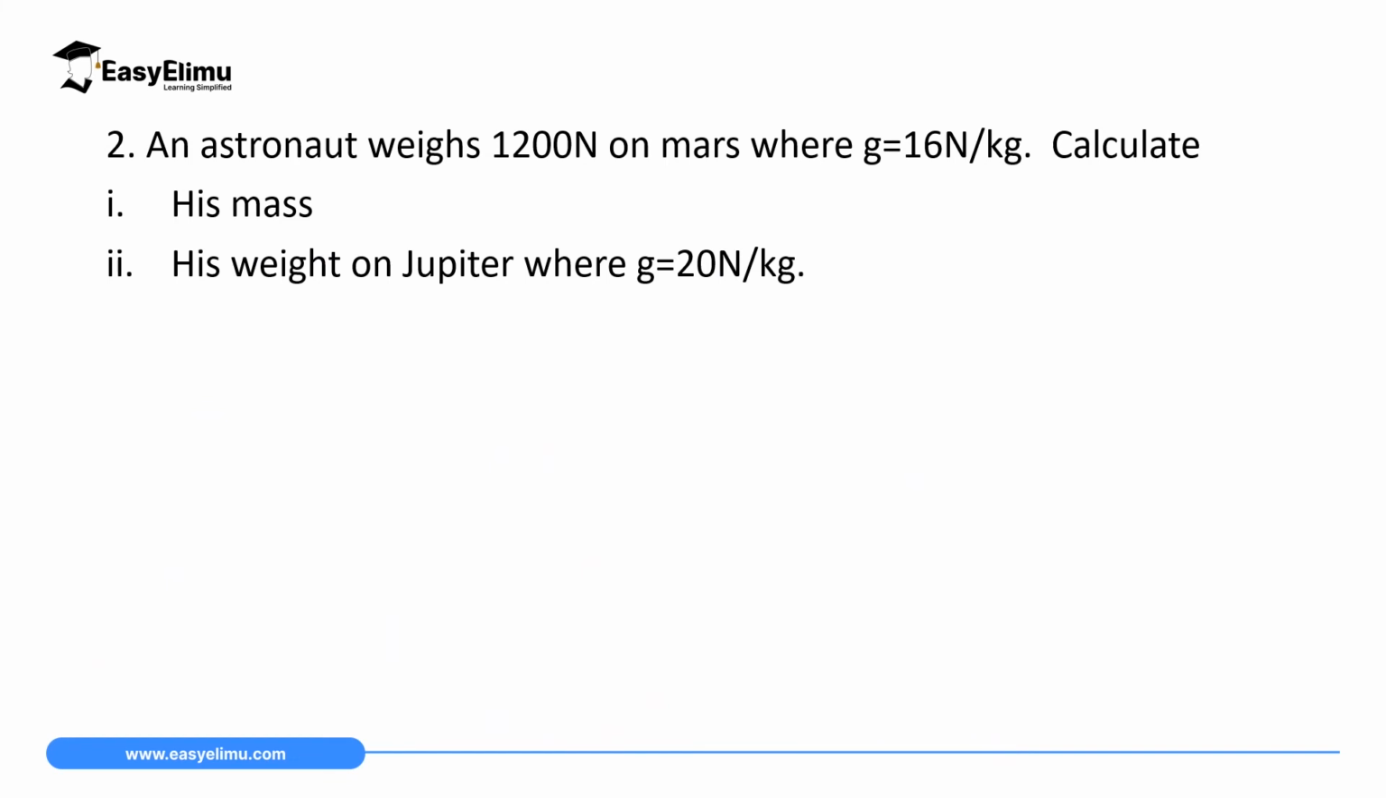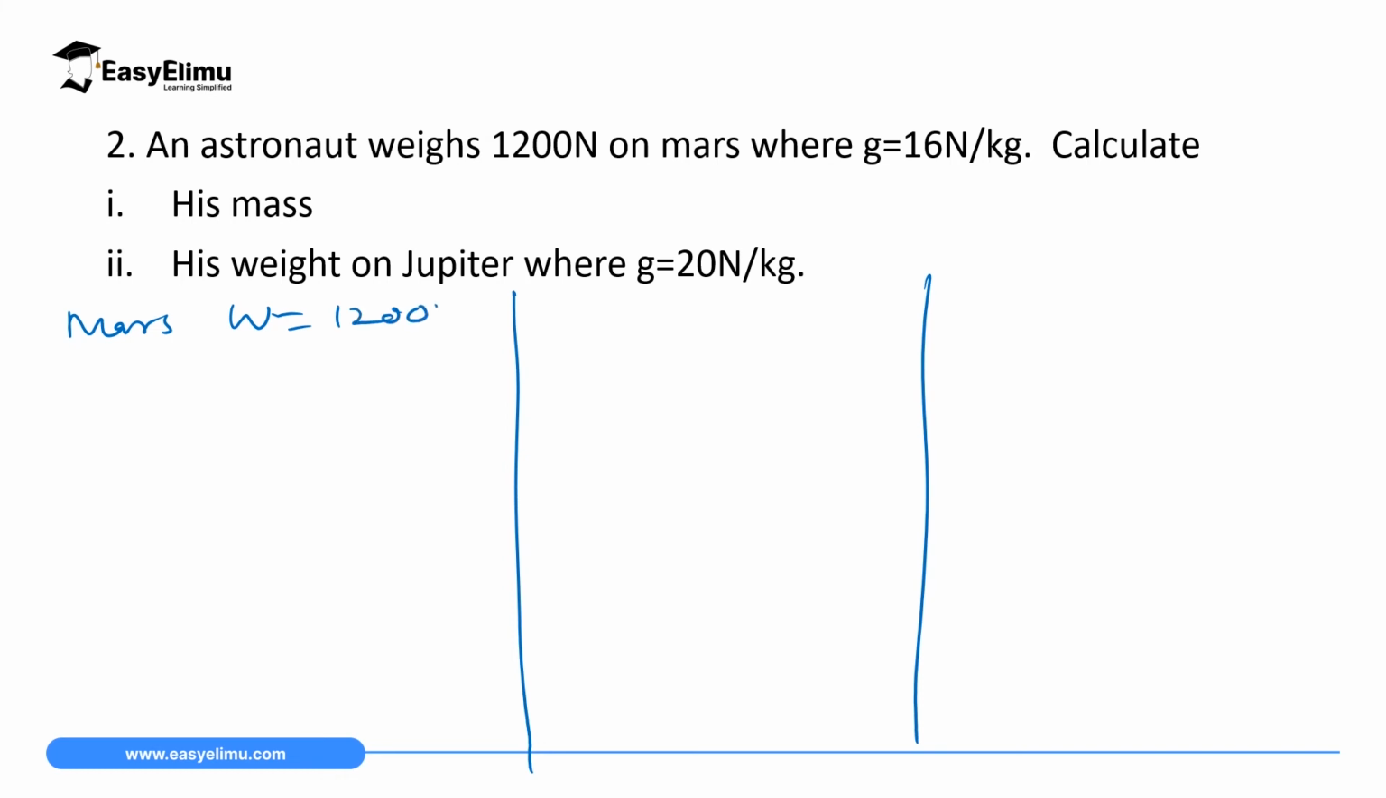The second question is almost similar to what we have just done, but the places have changed now. The question reads, an astronaut, same astronaut, weighs 1,200 newtons on Mars. So here we have planet Mars. The weight is 1,200 newtons. Then the gravitational field strength is 16 newtons per kilogram. The first question is to calculate the mass of the astronaut, which we don't know.